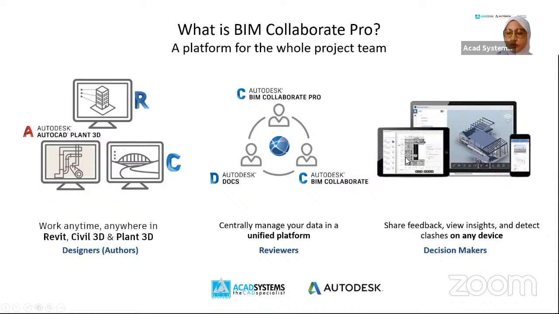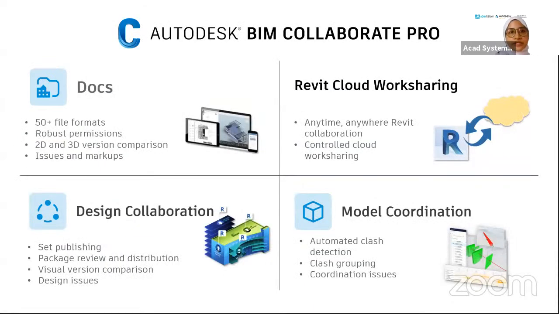What you can do with BIM Collaborate Pro, firstly, definitely you can do document management of your 3D model or 2D model, 2D drawings. You can also create issues here. We can also do Revit Cloud Worksharing with BIM Collaborate Pro. And then we can also do design collaboration, which means that we can track any changes that have been made by other discipline BIM models, the BIM team, and then we can consume all those changes into our BIM model.